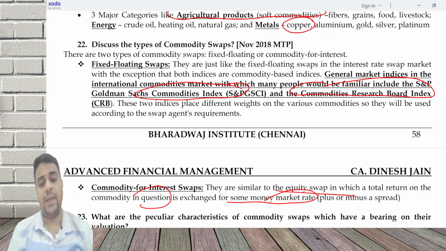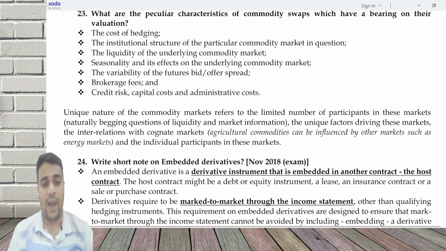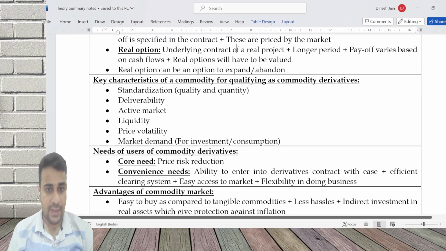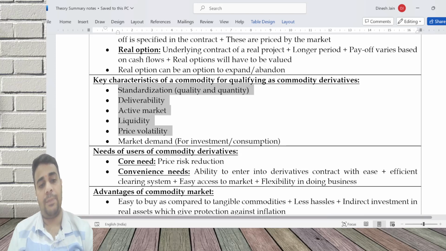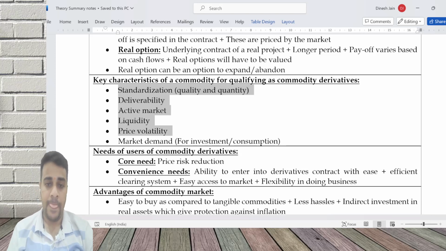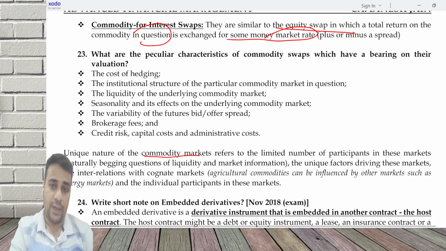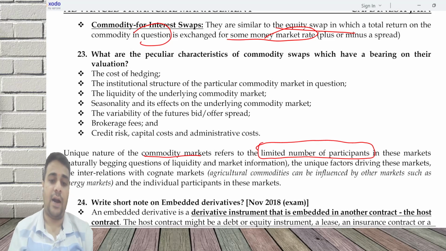What are the peculiar characteristics of commodity swaps which have a bearing on their valuation? See, initially when I gave this, I said all these are very critical: standardization, deliverability, active market, liquidity, price volatility, market demand. But still, in commodity you will not see so many people. In stock markets there are a lot of buyers and sellers, but in commodity you will have limited buyers. The unique nature of the commodity markets refers to the limited number of participants in this market, because of which liquidity can be a question mark.